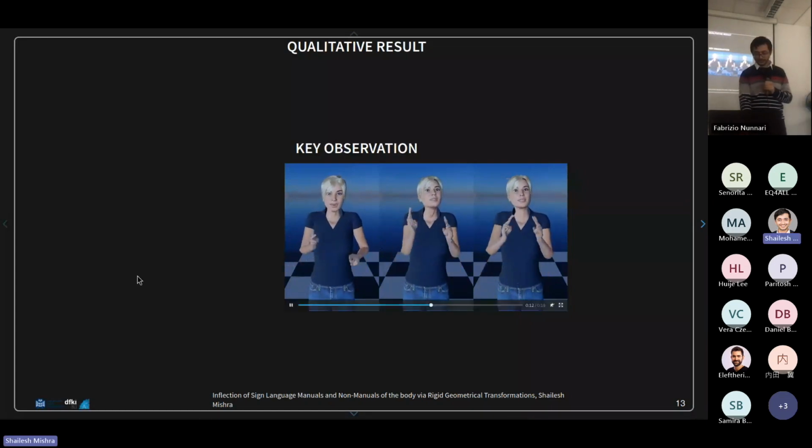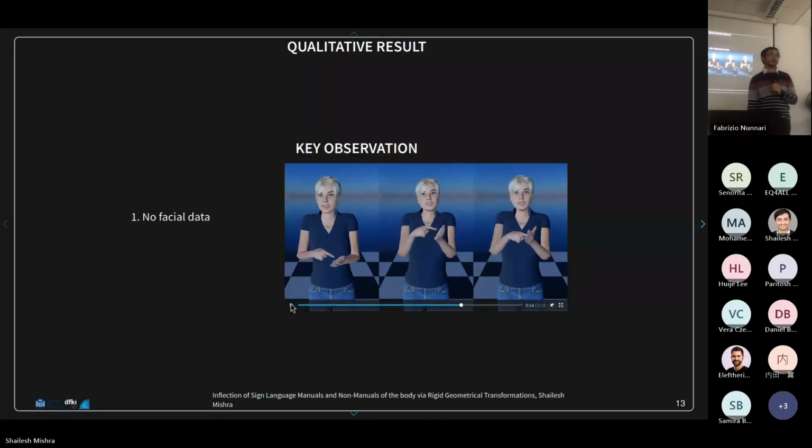Okay, so in the video, what happens is that there is no facial data. And as I said in the start of our talk, sign language is not about body motion and hand motion. You need the facial data. Without facial data, the signers, the native speakers, said that there is no point in judging the animation. So this led to a bad score too, right?